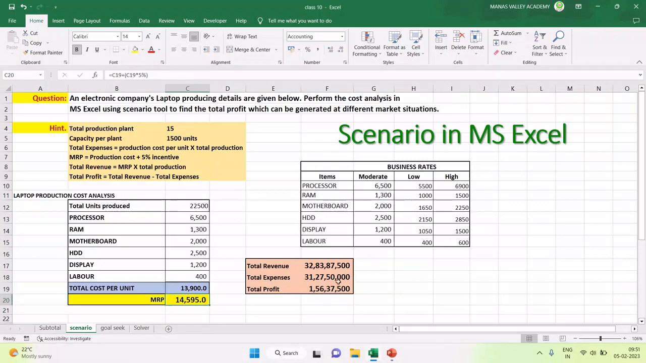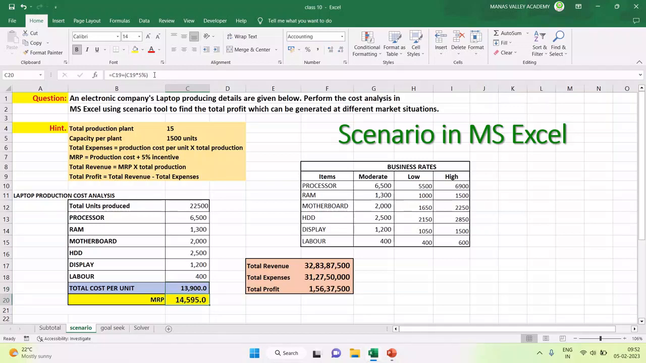Since the formulas are already set, it is automatically coming here, but I'll show you. So this is the total cost per unit by adding all the expenses: processor plus RAM plus motherboard plus hard disk plus display plus labor. So adding all these expenses, 13,900 is the cost of producing one unit of the laptop. Now what will be the MRP? What is said here: MRP is production cost plus 5% incentive. So production cost is 13,900, and if you add 5% incentive on 13,900, that will give your total MRP.